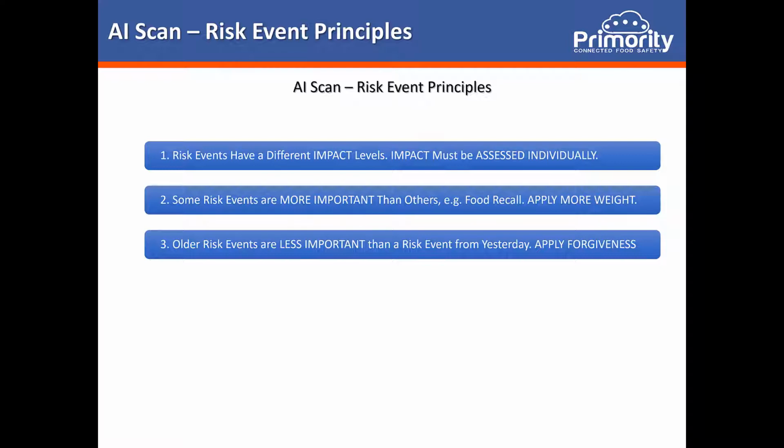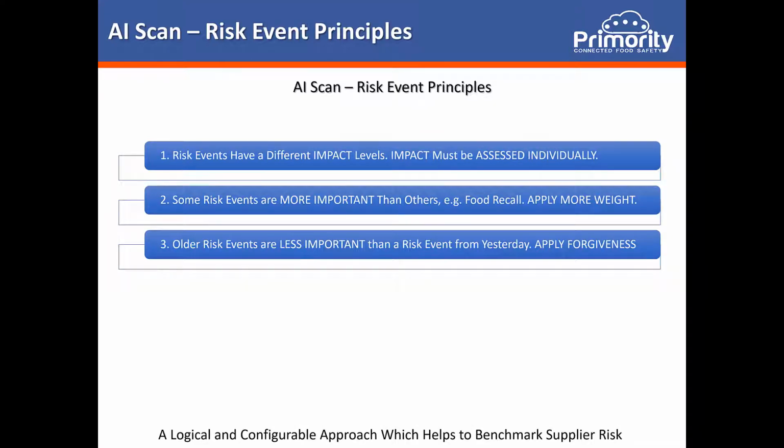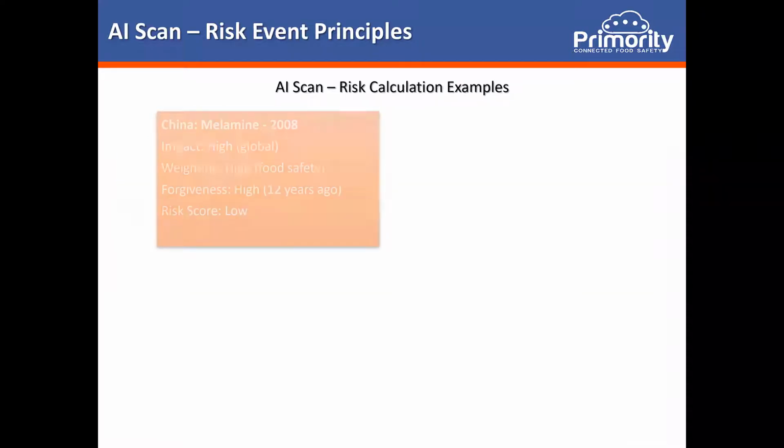Also, some risk events are more important than others. So a food recall with one of your suppliers for a product or raw material that you purchase from that supplier is clearly much more important than a food recall from a supplier that you do not use. So we need to apply more weight to those. And the principle I mentioned earlier about forgiveness, older risk events are less important than a risk from yesterday. So these are key considerations we need to take into account when we're measuring the overall effect or impact of issues in food supply chains.